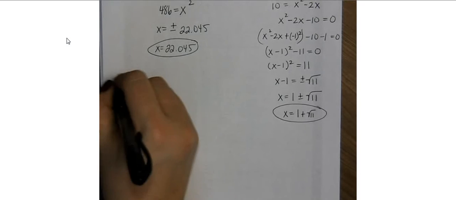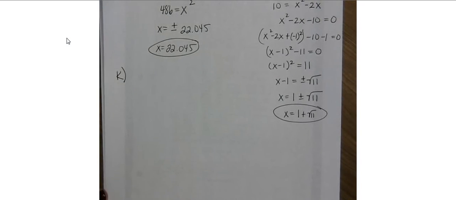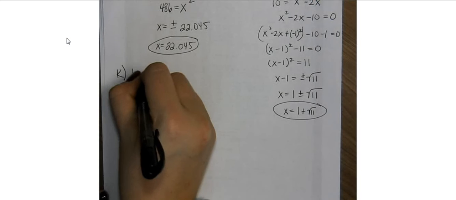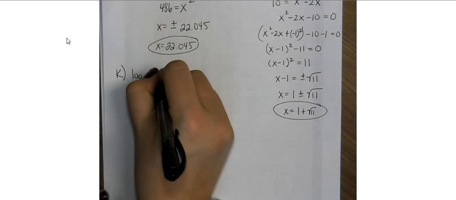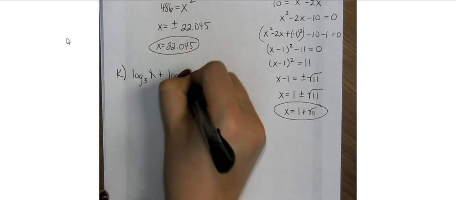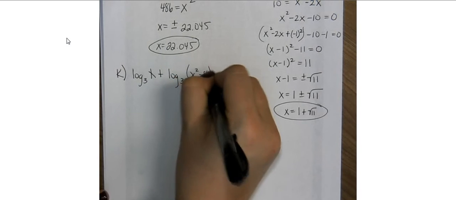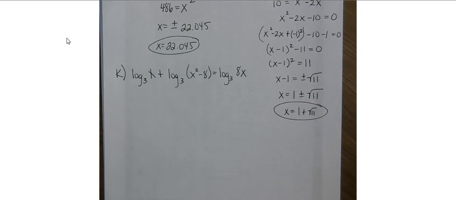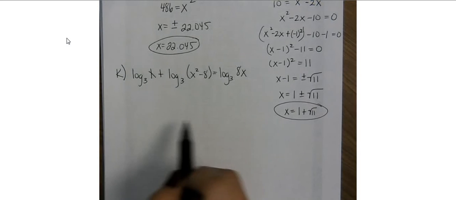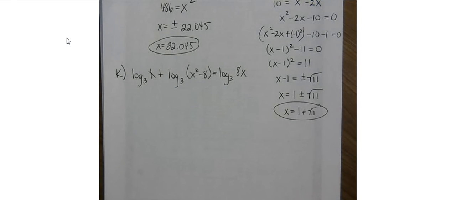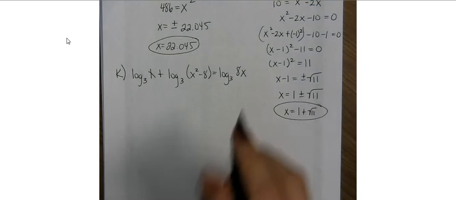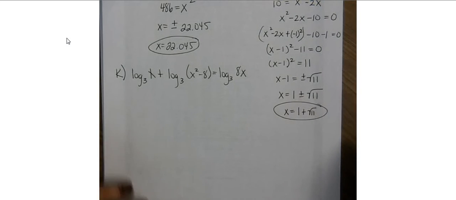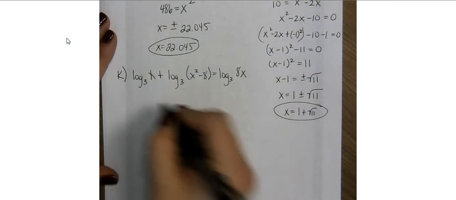Moving on. So k, we have log base 3 of x plus the log base 3 of x squared minus 8 equals the log base 3 of 8x. All right, so what I'm noticing here is I have log base 3 all along. So I'm guessing I'm going to have to condense these. So that's what I'm going to try to do first, and then I'm going to try to apply the one-to-one property. So addition can be combined through multiplication.